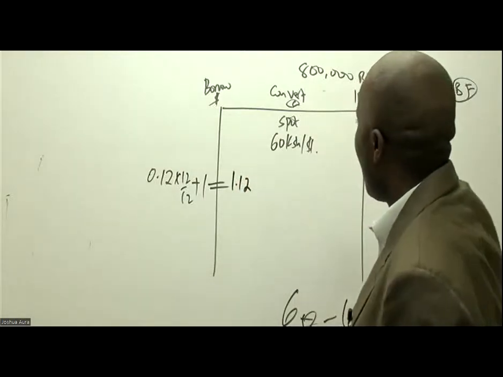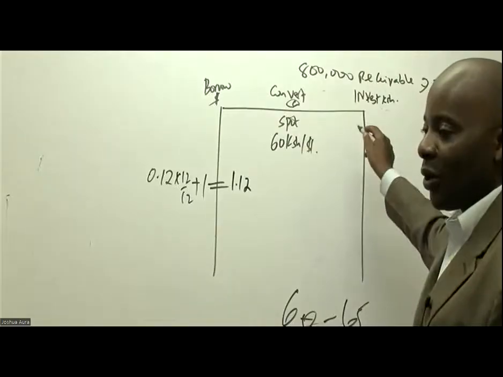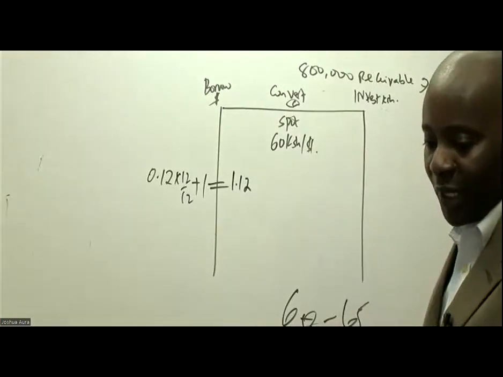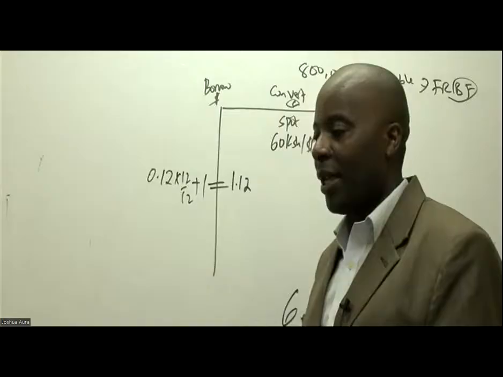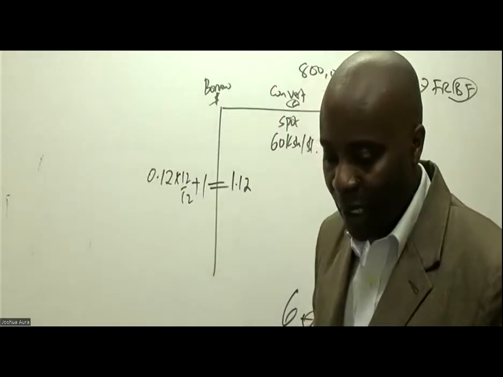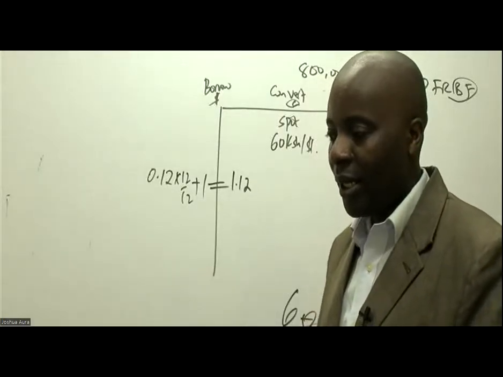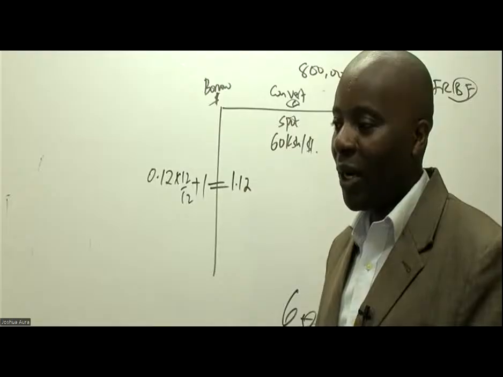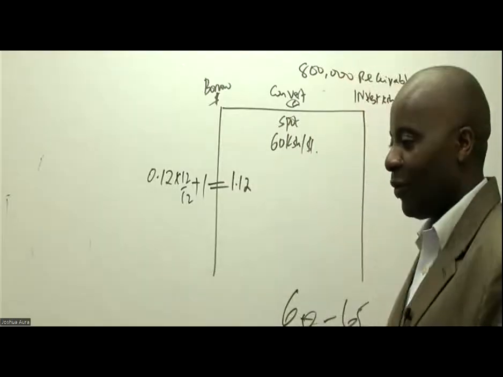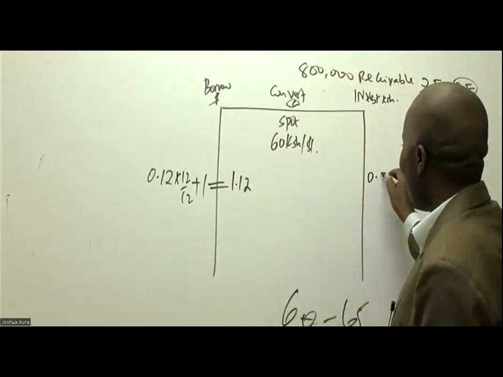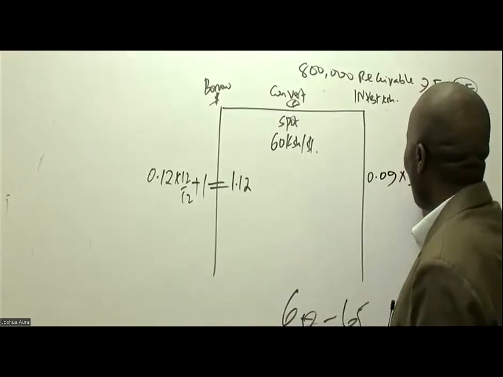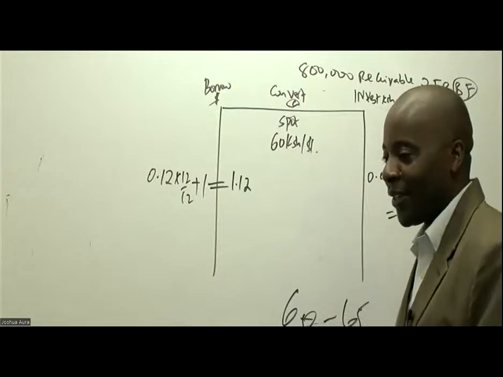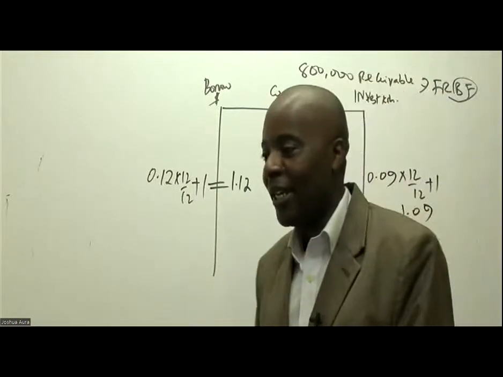Thank you very much. Now come to investing. So now investing the Kenya shilling. You see, investing is the same as depositing. Kenya shilling. Sasa Fidelis akishajua concept anaruka. So tunasema 0.09 times 12/12 plus 1, which is 1.09. Thank you very much.